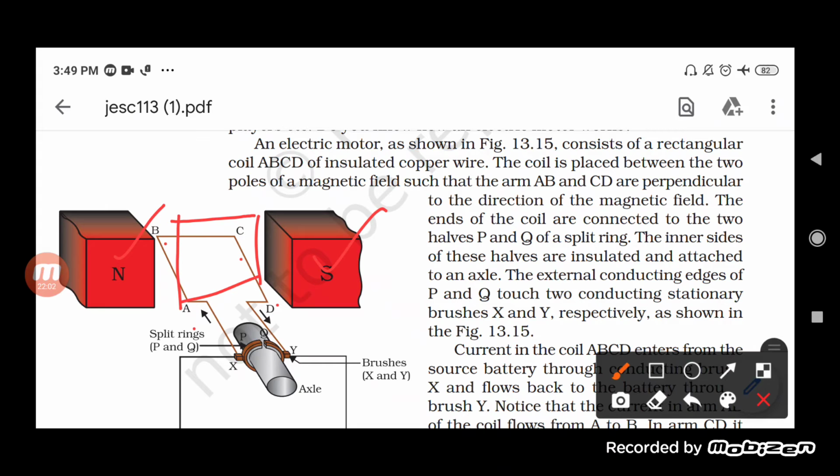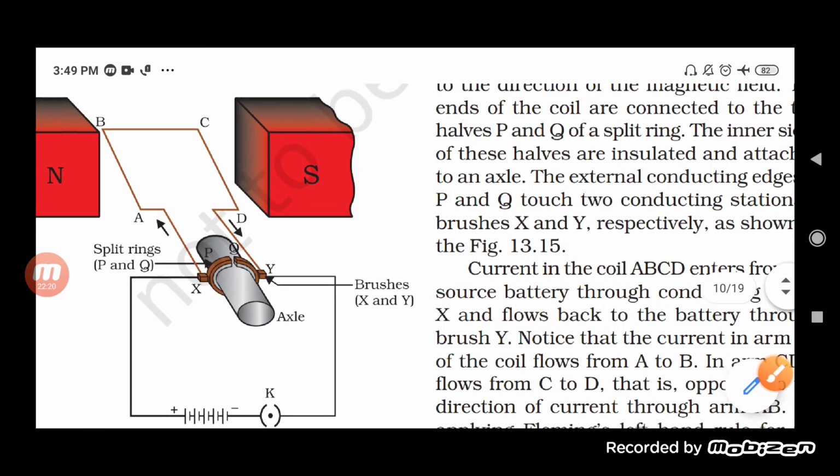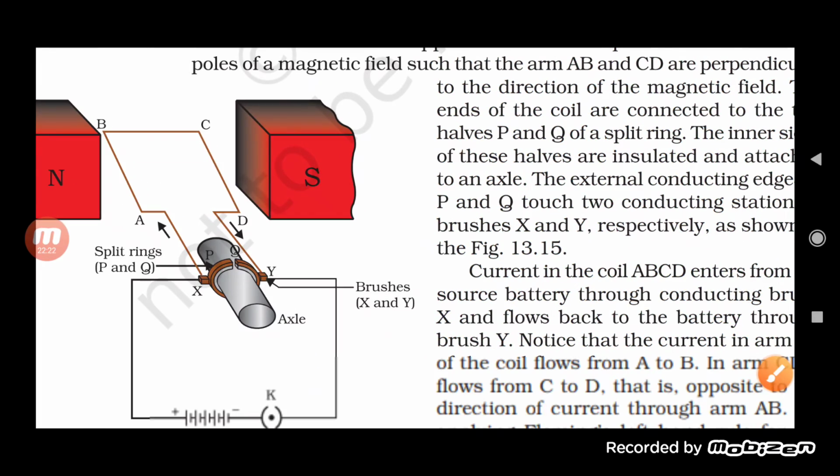So the coil is placed between the two poles of the magnet in such a way that the arms AB and CD are perpendicular to the direction of the magnetic field. Now see here, when you look at the rectangular coil, the ends of the coil are connected to two halves P and Q of a split ring. See, this is the split ring. I'll show you. This P and Q is the split ring.